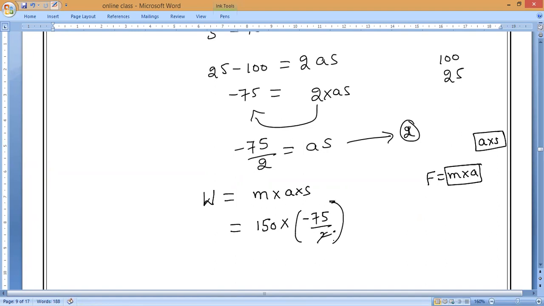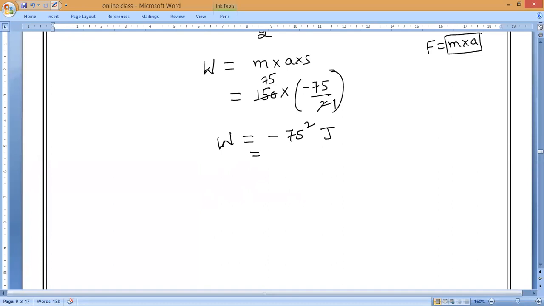Understand? So now work done is equal to how much? 150 into minus 75 divided by 2 gives 75 times minus 75, so minus 75 joules... Work done is equal to what? So minus 75 square. What is the answer? Wrong, Pradosh. Multiply correctly. 75 square is 5625, but it is minus.